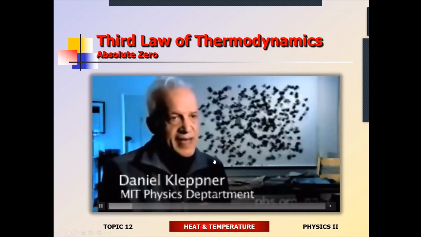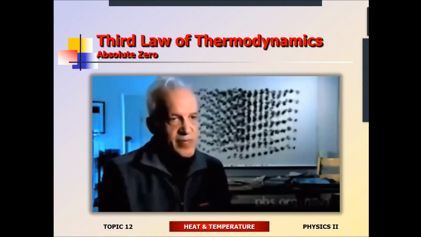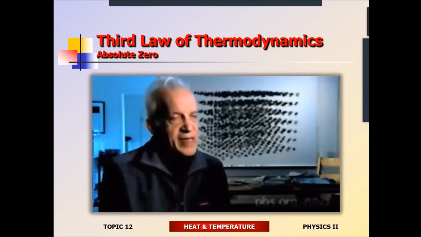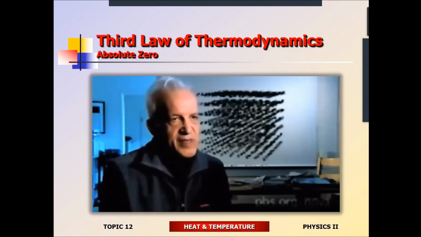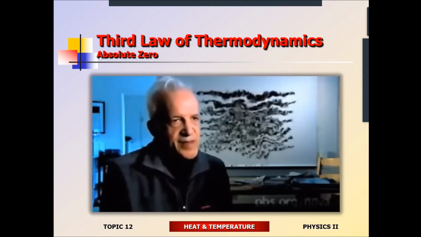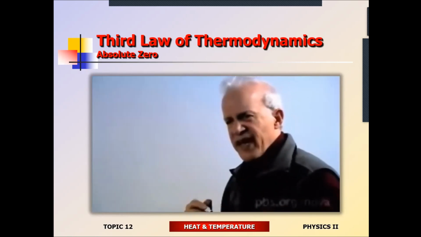So a bunch of physicists in the early 1990s decided to make a really good attempt at reaching absolute zero. They said, okay, we can isolate and insulate a portion of space to a degree that there's absolutely no heat flow from outside. And then within it, we will just slow these molecules down.